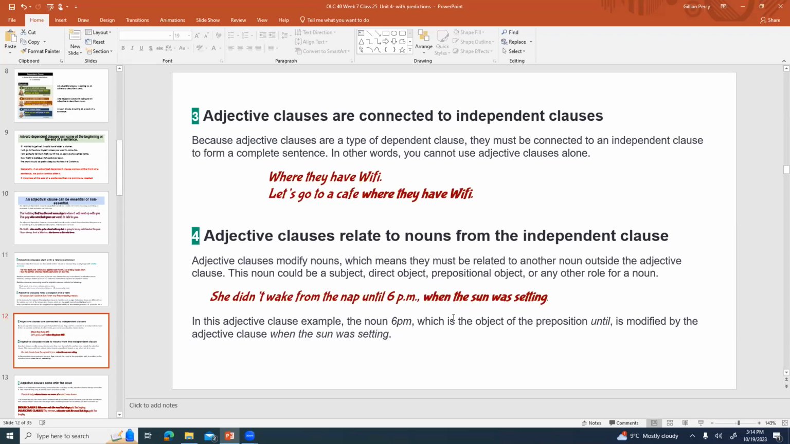She didn't wake from the nap until 6 p.m., when the sun was setting. So 6 p.m. is the noun that we're describing. Now that's a funky one because it's got a number. We don't usually think of numbers as being a noun. But if I had written like 6 o'clock, that would be a totally acceptable noun. So even though it's in number format, it actually still counts as the noun we're describing in this case. Okay.